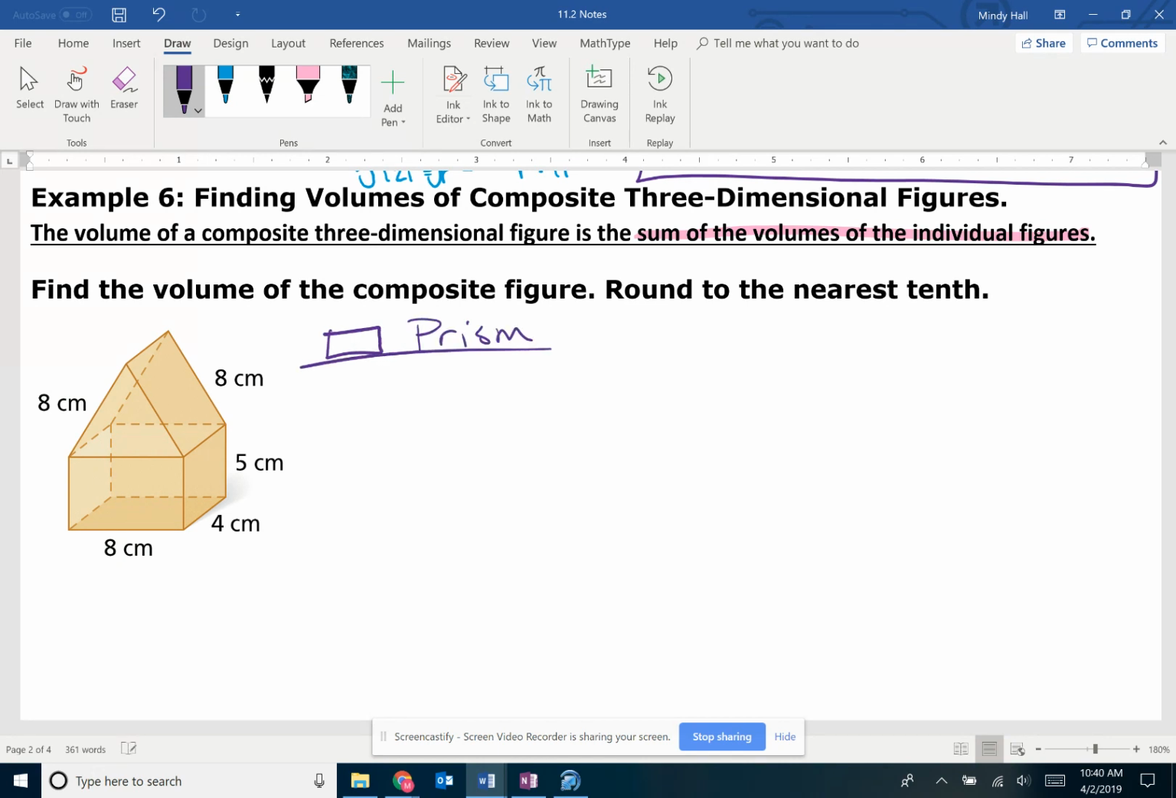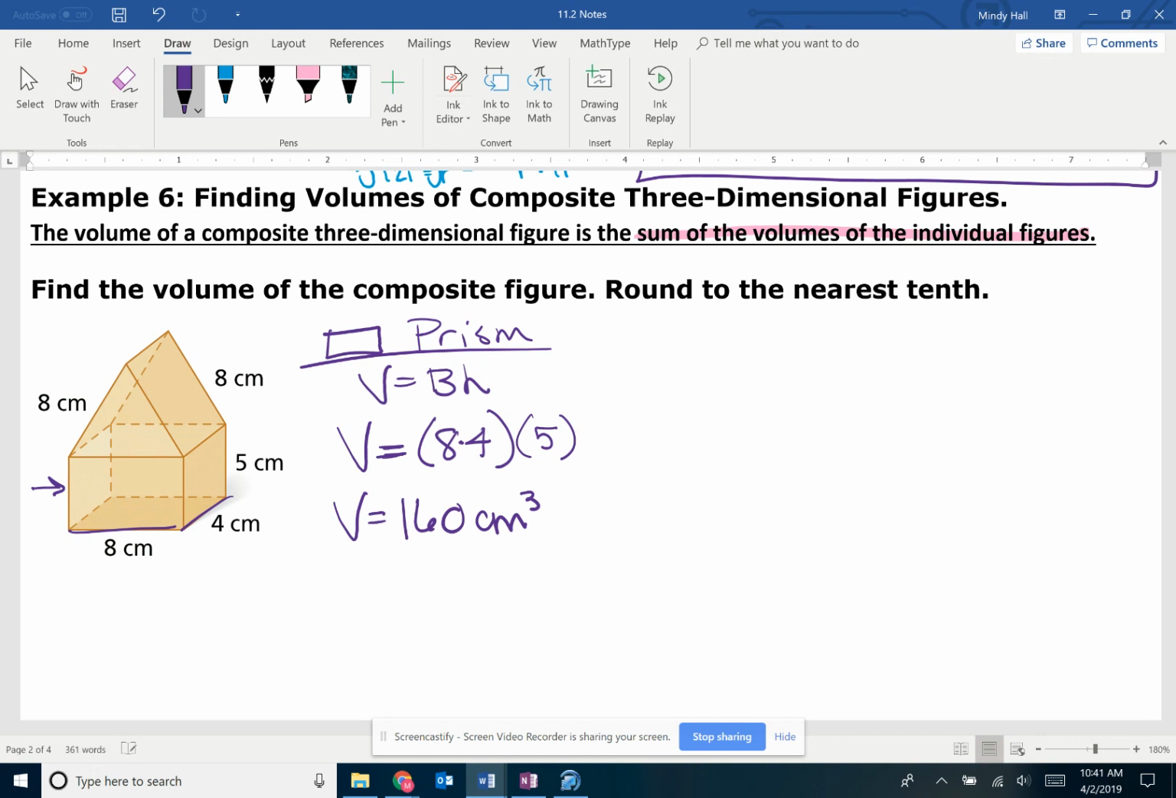With the rectangular prism, we're just looking at this bottom piece right here. In order to find that, we need volume equals base area times height. In this case, my base area is 8 times 4 because it's this side times this side, and then my height is 5. So my volume, 8 times 4 times 5, is 160 centimeters cubed.